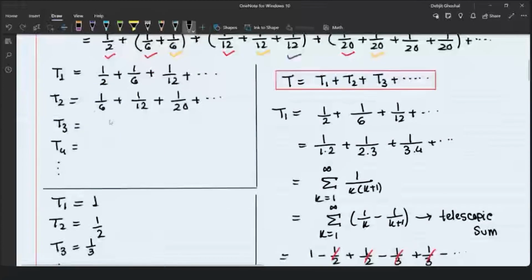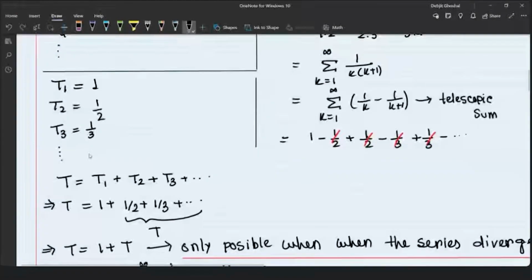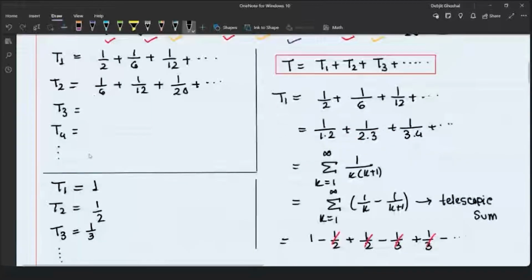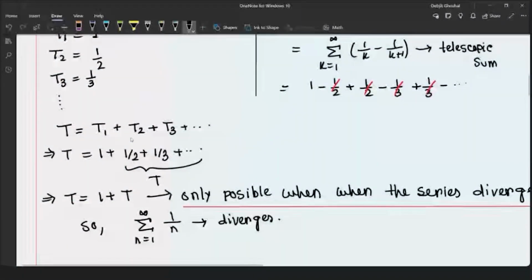And in a similar way, we can show that T3 converges to 1/3, T4 converges to 1/4. In general, Tn converges to 1/n. Okay. So now we had that T equals the sum of all these series, T1 plus T2 plus T3. Now what is T1? T1 is nothing but 1.